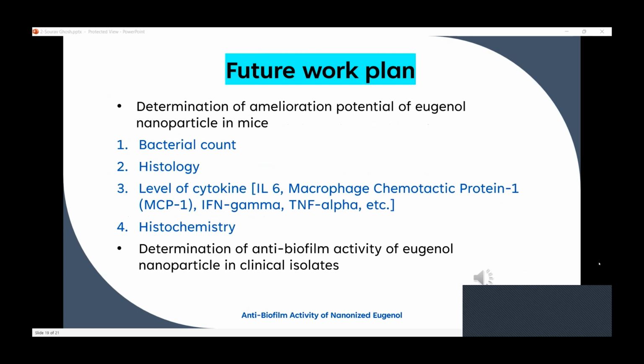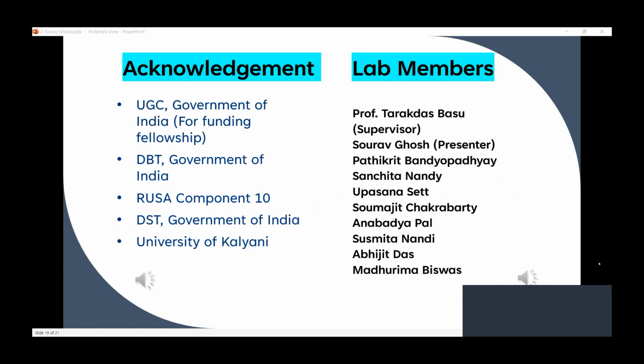Our future plans are determination of the amelioration potential of eugenol nanoparticle in mice on the basis of bacterial count in lung homogenate and BAL fluid, that is bronchoalveolar lavage fluid, histopathology, and the determination of levels of cytokines such as IL-6, macrophage chemotactic protein MCP1, IFN gamma, TNF alpha, etc., histochemistry, and all other experiments. Besides this, we also determine the anti-biofilm activity of eugenol nanoparticle in clinical isolates.